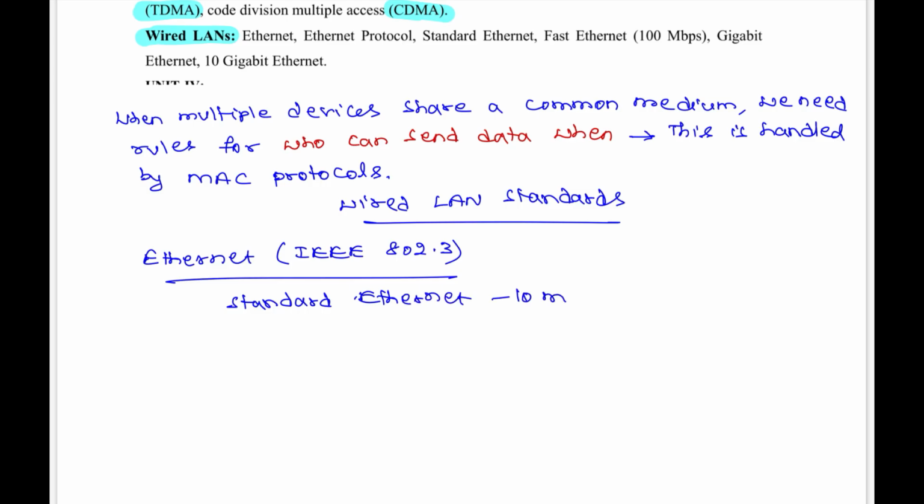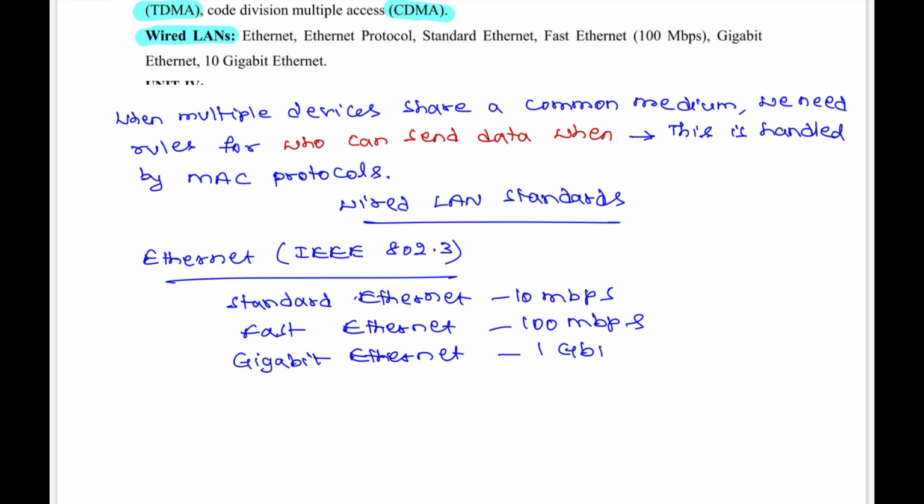that is 10 Mbps, and fast Ethernet, it is 100 Mbps, gigabit Ethernet, it is 1 Gbps, and 10 gigabit Ethernet, it is the enterprise grade backbone networks.